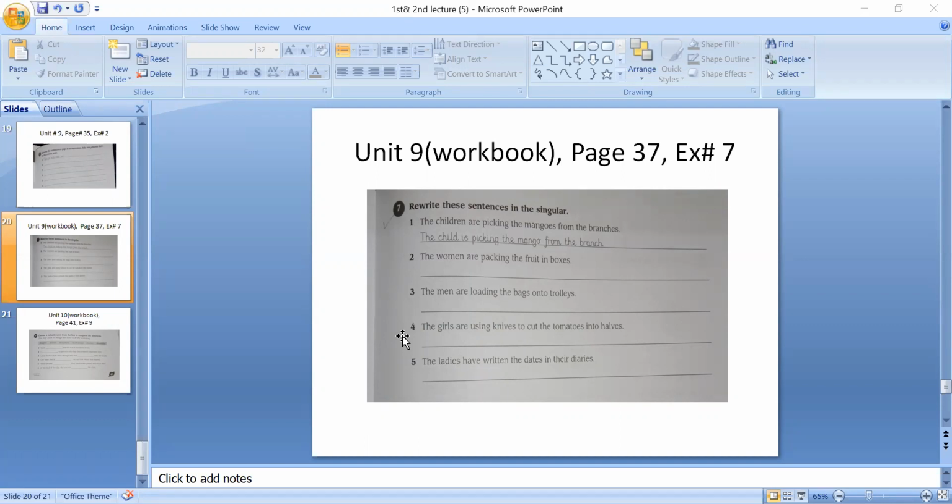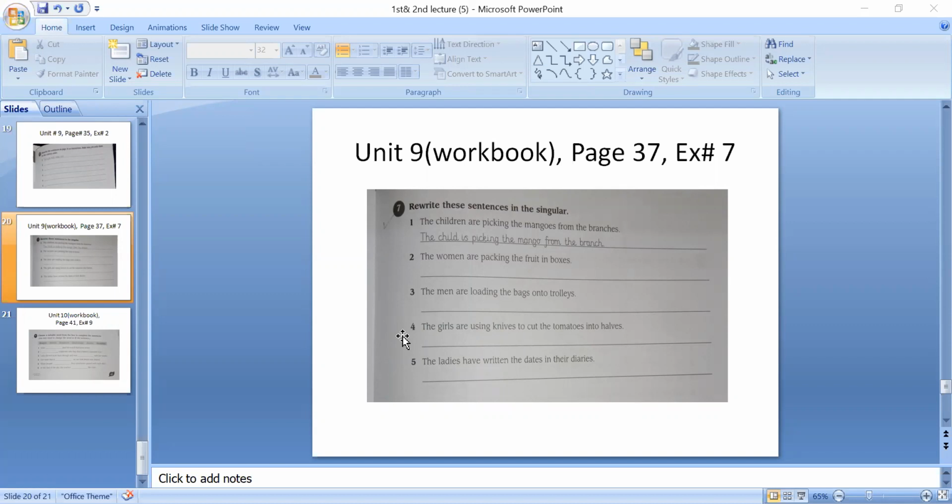Now you have to write in blank. You will make singular of it, and then you will write it in the blank. The man is loading the bag onto trolley.